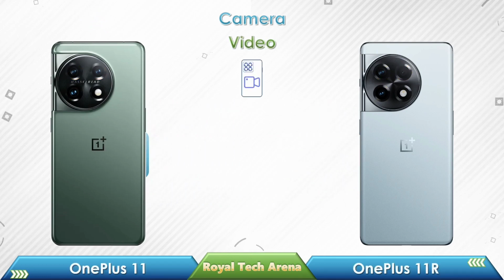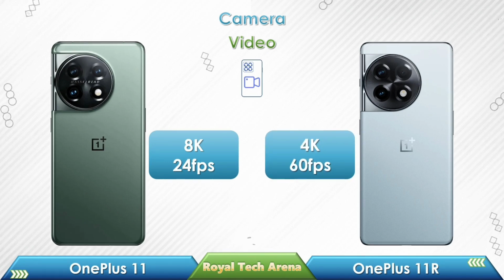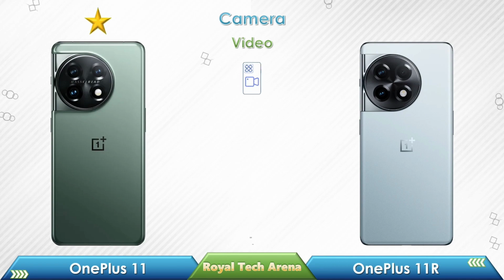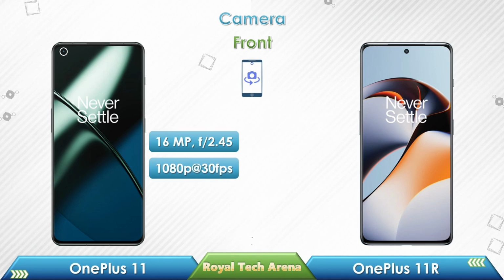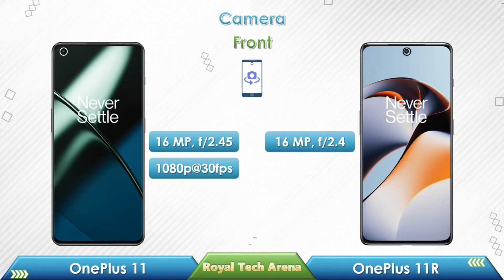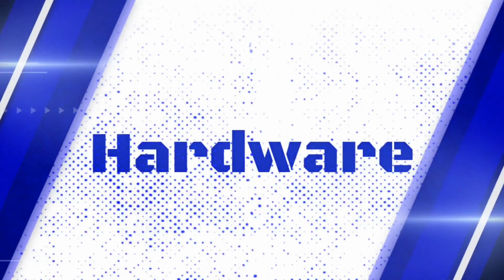If you look at the video resolution of these phones, OnePlus 11 supports up to 8K resolution at 24 FPS, while the OnePlus 11R supports up to 4K resolution at 60 FPS. In a comparison of front camera, OnePlus 11 comes with 16 megapixels selfie camera, with Full HD video resolution at 60 FPS, and the OnePlus 11R also comes with 16 megapixels selfie camera, with Full HD video resolution at 30 FPS.